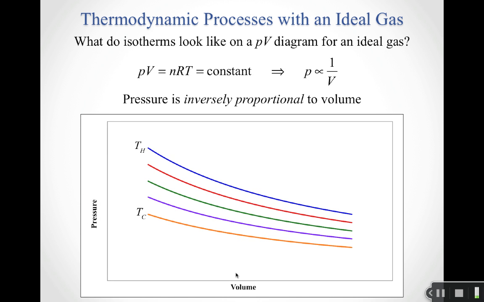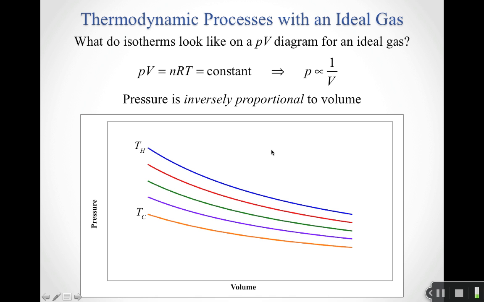So what do isotherms look like on a PV diagram for an ideal gas? The easiest way to think about this is, well, here's our ideal gas law. If we're not changing the amount of stuff we have, n, and R is just the gas constant, and T is constant itself along an isotherm, then this nRT term, all these things are constant, which tells us that the pressure is inversely proportional to the volume. So as you increase the volume, you've got to drop the pressure at just the right way so that the product of P times V always stays the same.